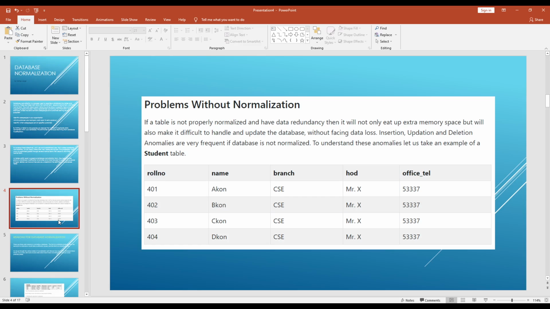Problems without normalization. If a table is not properly normalized and has data redundancy, then it will not only eat up extra memory space, but will also make it difficult to handle and update the database. Without facing data loss, insertion, updating, and deletion anomalies are very frequent if the database is not normalized. To understand these anomalies, let us take an example of a student table.